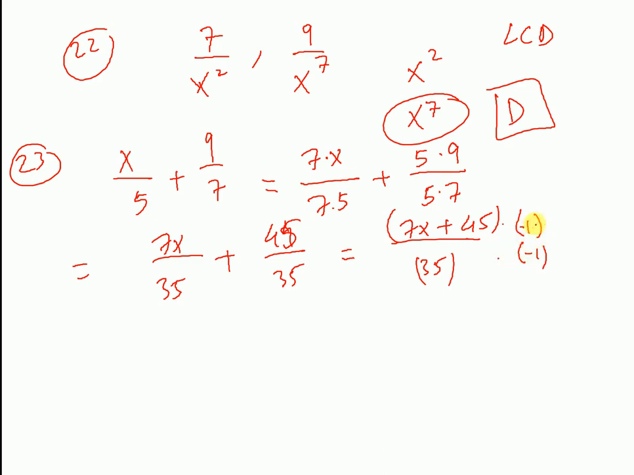So -1 multiplied by 7x gives you -7x. -1 multiplied by 45 gives you -45, and -1 times -35 gives 35. That makes your answer look like the one in option A. Sometimes you have to multiply by -1 to get to the value that they have on the list. So it's a tricky question.